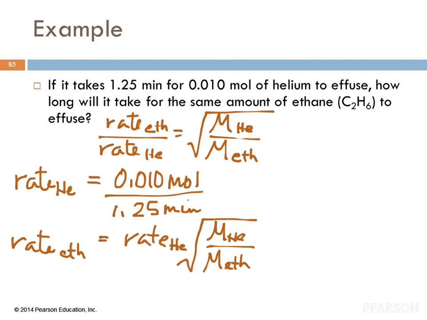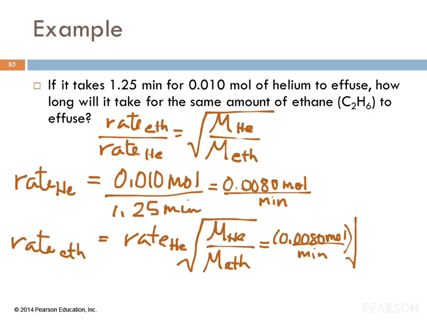0.01 divided by 1.25 is 0.008. Should have two sig figs. Moles per minute. So that's the first part, 0.0080 moles per minute.